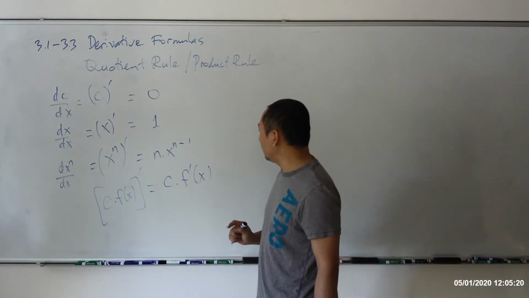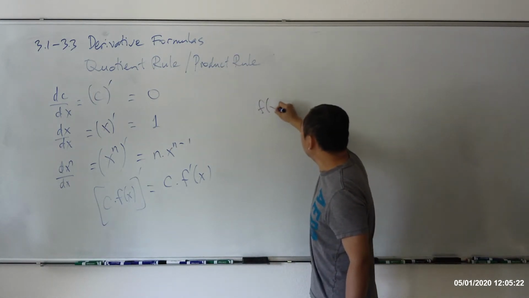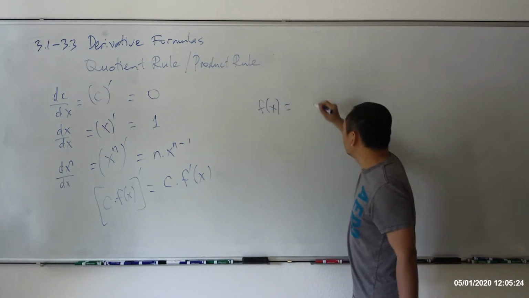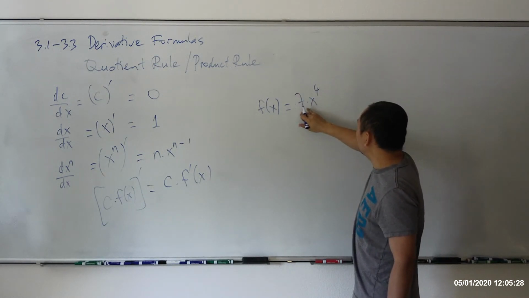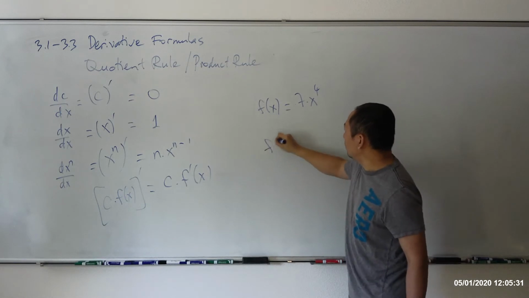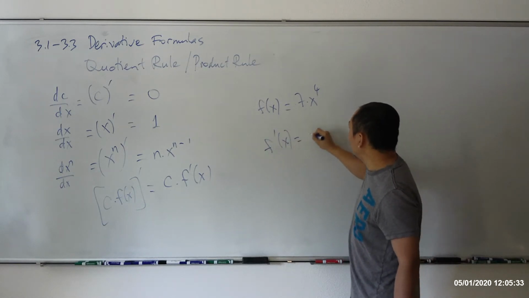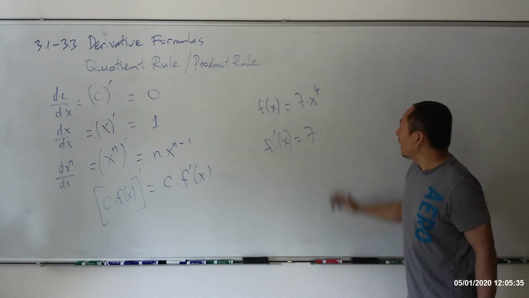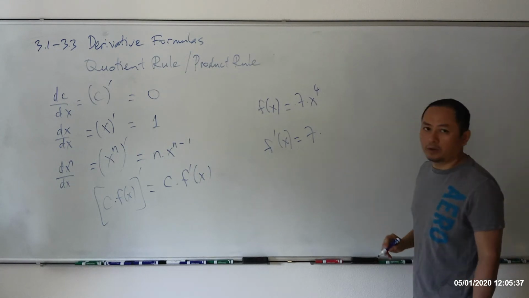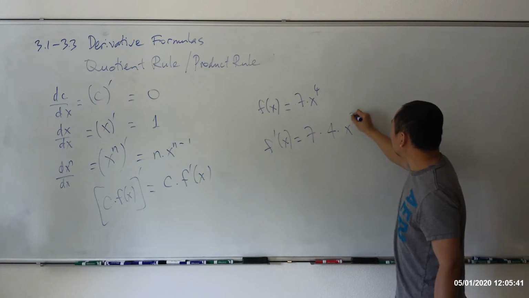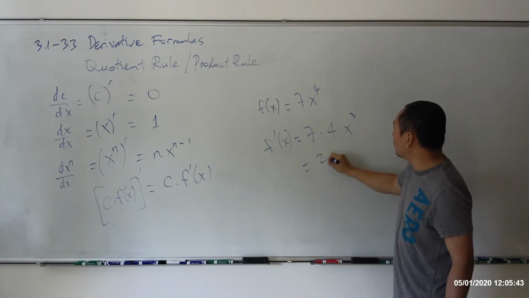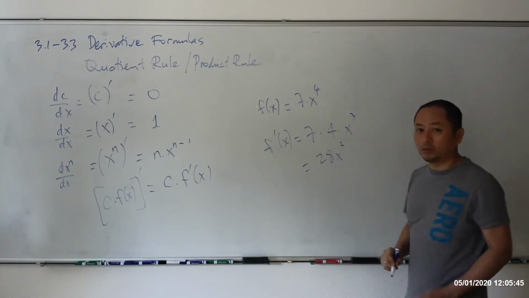Say, for example, f of x equals 7x to the 4th. So I have 7 times x to the 4th. So the derivative, f prime of x, I'm going to leave 7 alone. I'll take the derivative of x to the 4th. Applying the power rule, the derivative of x to the 4th is 4 times x to the 3rd. Now I simplify, I get 28x to the 3rd. That's the derivative.